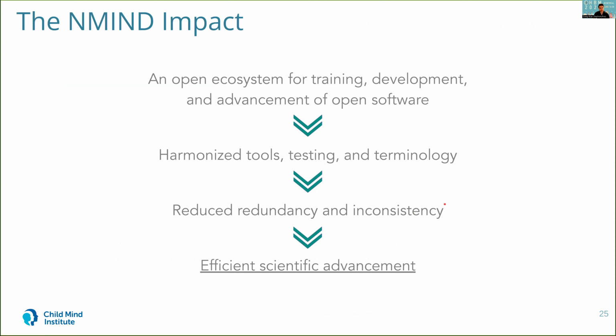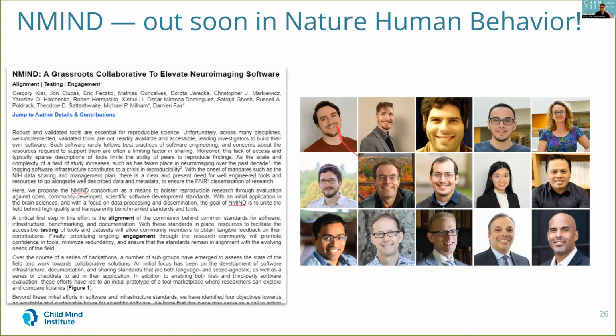So really the goal with NMIND, as I mentioned, is to provide an open ecosystem for training, development, and the advancement of open software. This will help us to establish harmonized tools, testing, and terminology, and ultimately reduce both redundancy and inconsistency in our field. With all of this done, it'll allow us to make more efficient scientific advancement. Now, we have a paper that's out soon, and it may be out by the time we're in person, in Nature Human Behavior, and I encourage you to give it a read.